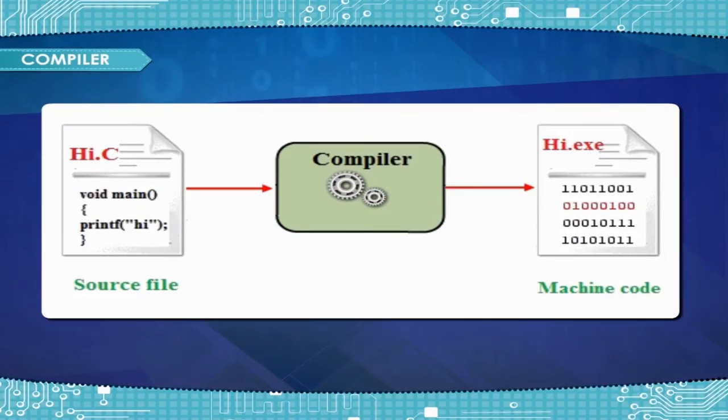Compiler. Compiler is a translator program that converts the whole HLL source program into object code, machine program code, at once, and also generates a list of errors and shows it to the user.